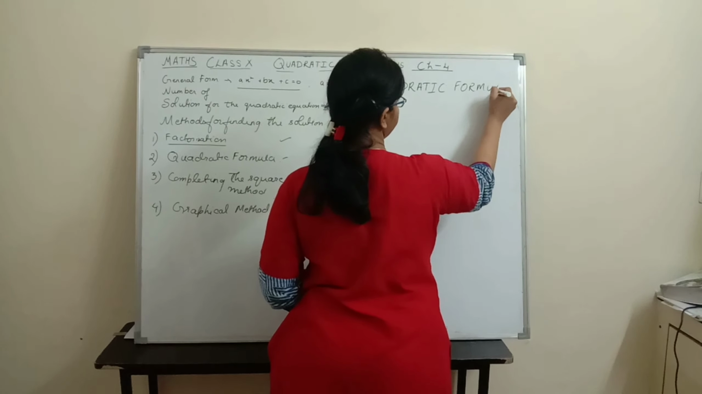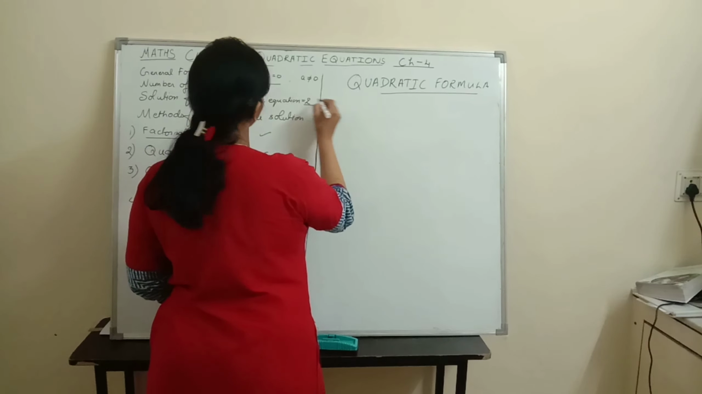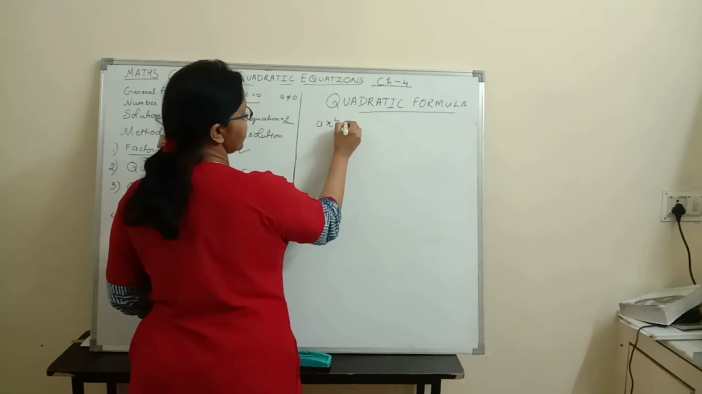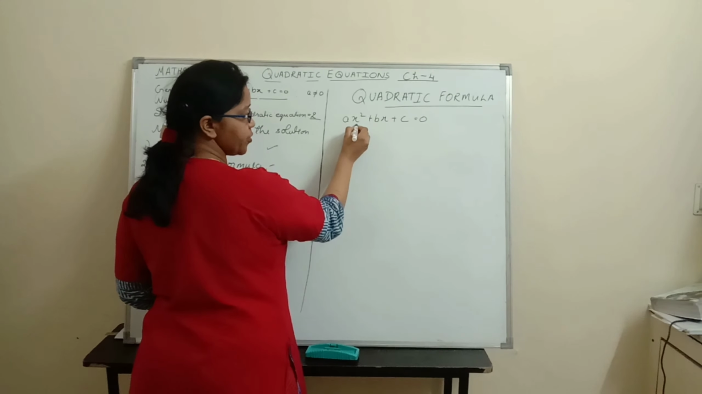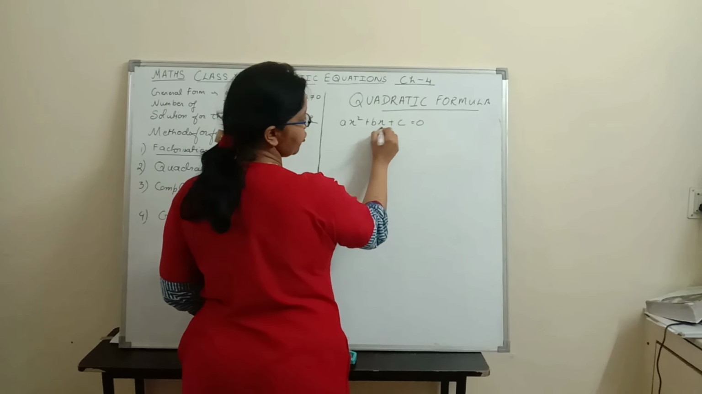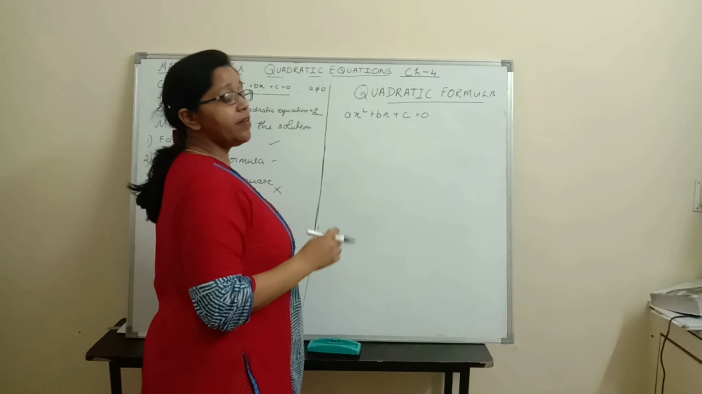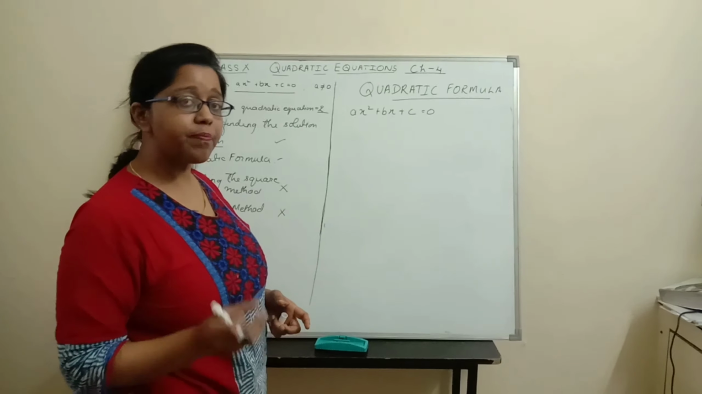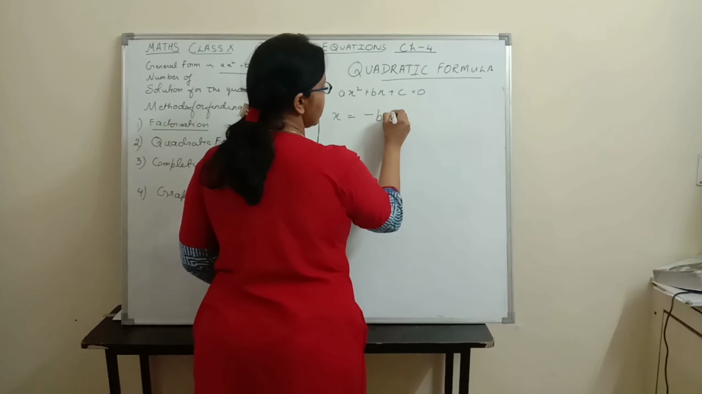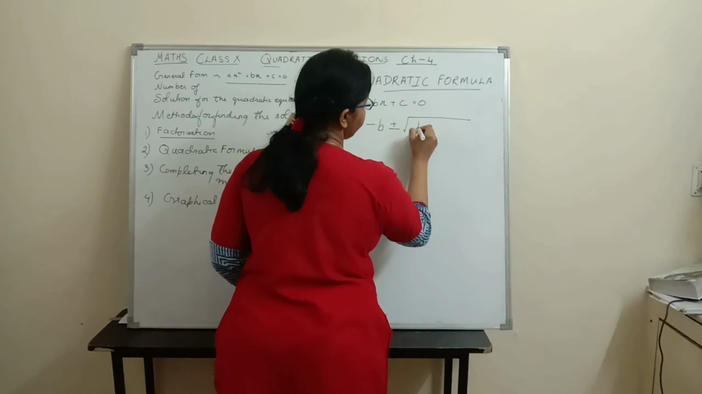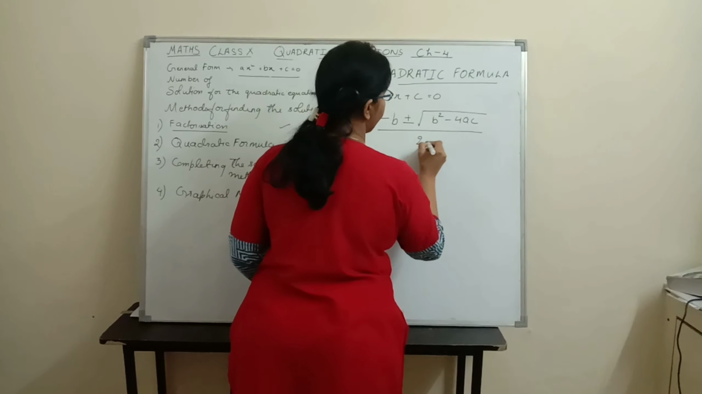Quadratic formula. The general form of the quadratic equation is ax square plus bx plus c is equal to 0, where a is the coefficient of x square, b is the coefficient of x, and c is the constant term. This quadratic formula will directly give you the value of x. Here x is equal to minus b plus minus under root b square minus 4ac, whole upon 2a.